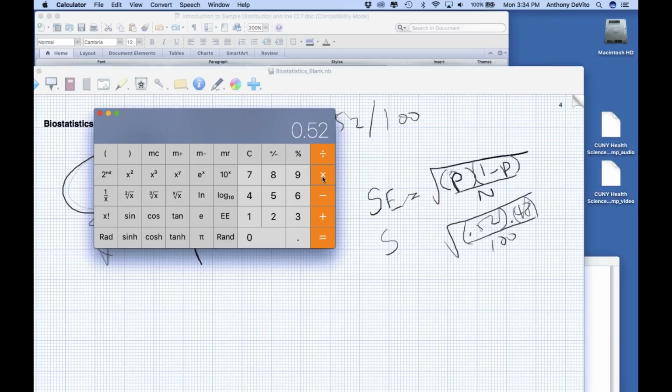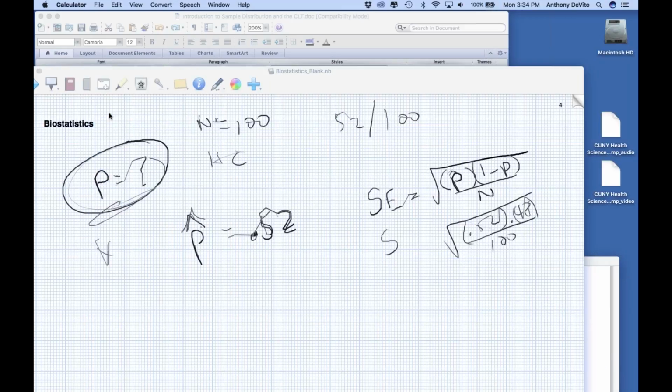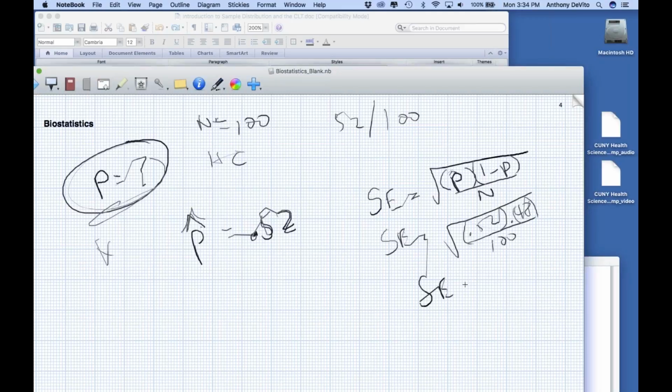0.52 times 0.48 divided by 100 equals that. Now I have to find the square root of that, right? Square root. Where is it? The square root is 0.05. I'm going to round it off. So my standard error is 0.05.